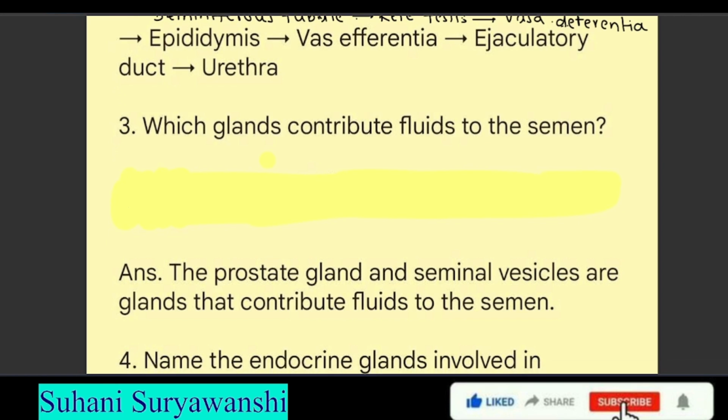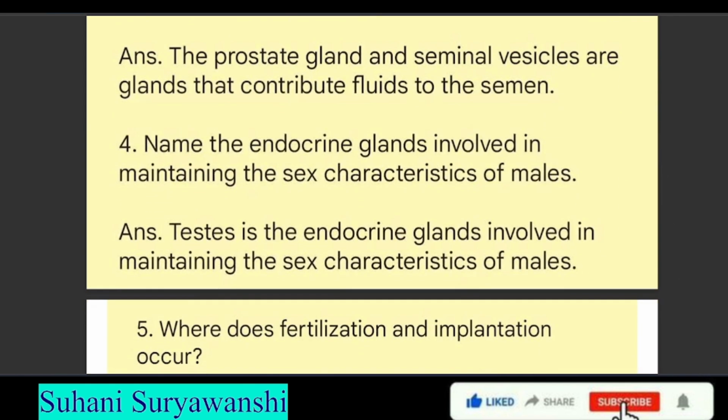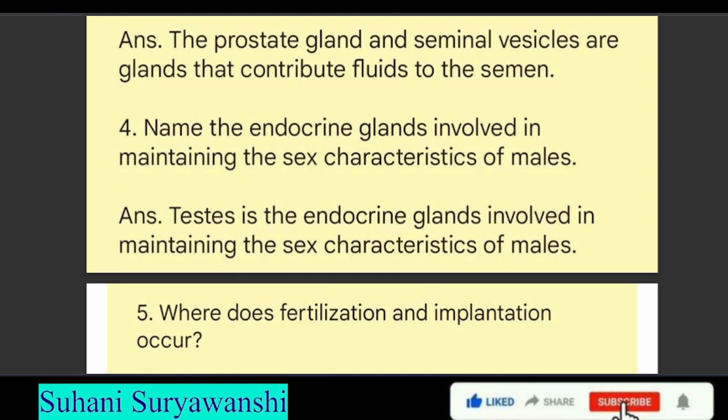Next is which glands contribute fluids to the semen. So prostate gland and seminal vesicles are glands that contribute fluids to the semen. After that, next, name the endocrine gland involved in maintaining the sex characteristics of males. Testis is the endocrine gland involved in maintaining the sex characteristics of males.